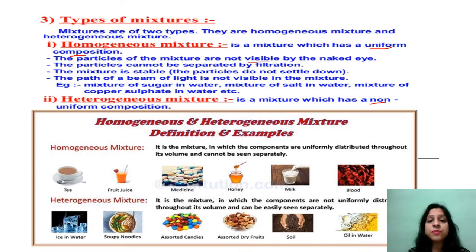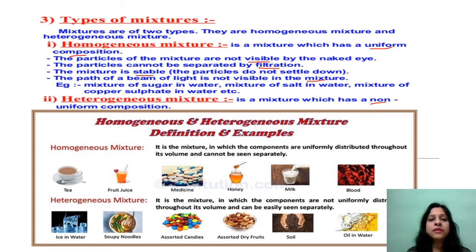Particles of homogeneous mixture cannot be separated by filtration, whereas heterogeneous mixture particles can be separated by filtration. Homogeneous mixture जो होता है वो stable होता है, whereas heterogeneous mixture is non-stable. Path of beam of light is not visible in homogeneous mixture, whereas path of beam of light is visible in heterogeneous mixture. और यहाँ पर मैं बोलना भी चाहूंगी that this process is known as Tyndall effect.